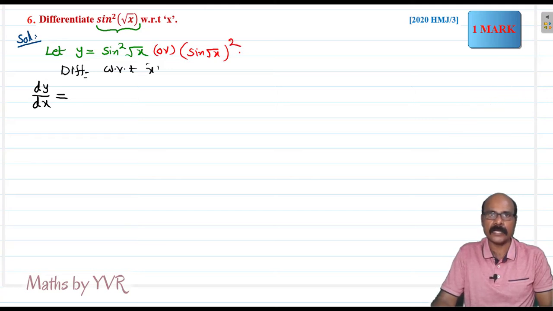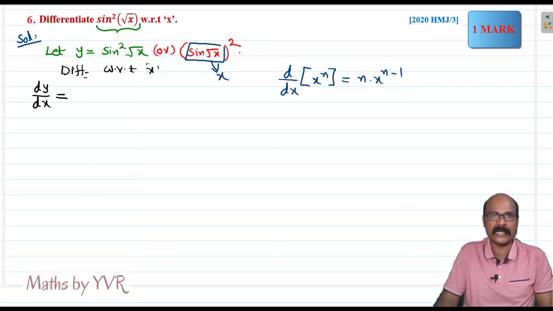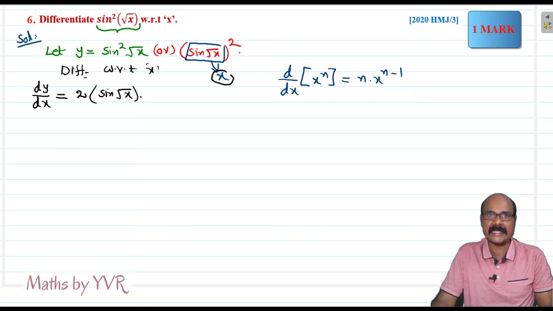Now if you observe here, if we consider the sine of root x term as the variable x, then this is clearly in the form of x square. x square is nothing but the x power n form. Then what is the derivative of x power n? The derivative of x power n is n into x power n minus 1. So by using this formula, how can we write this? 2 times sine of root x into the derivative of the function we considered as x, that means d by dx of sine of root x.